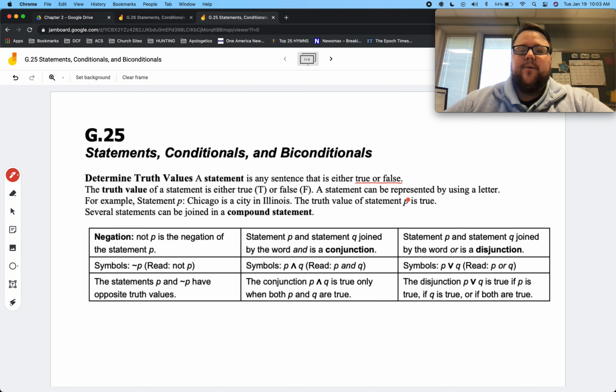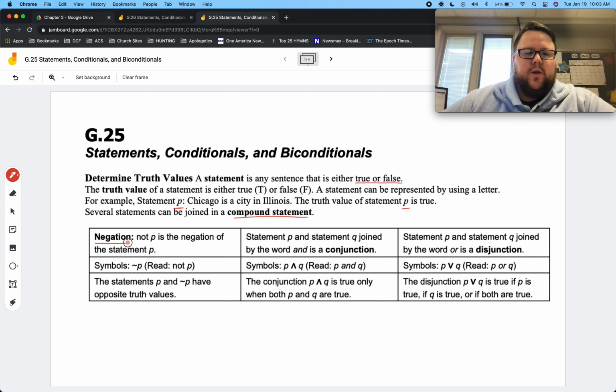A statement can be represented by using a letter. For example, statement P: Chicago is a city in Illinois. The truth value of statement P is true. Several statements can be joined in a compound statement. So a compound statement would be several different statements.